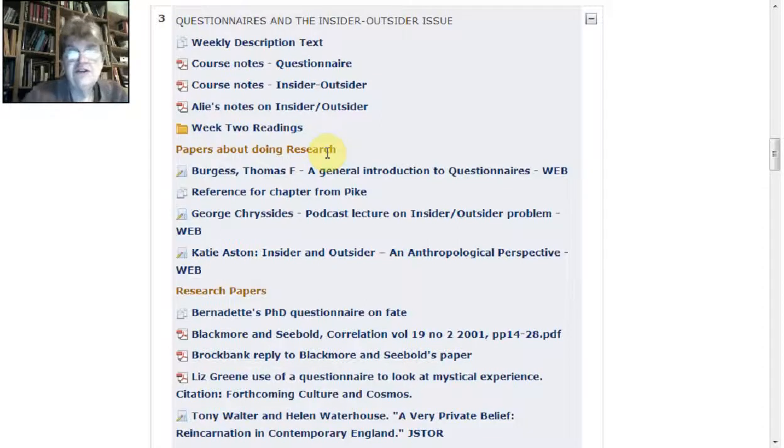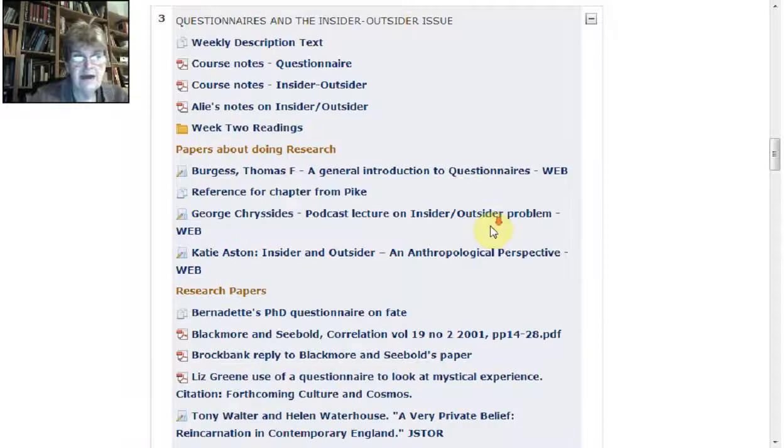There's Burgess, which is a website which he has put up, which is an excellent guide, just a little booklet almost, on the web on how to construct questionnaires. Really, really recommend that you read that and look at that thoroughly before you engage in your own questionnaire, if you're going to use that as one of your research tools. There's a podcast on Insider Outsider, so that's another nice thing to sit back and listen to that's on the web. And there's some anthropological perspectives on the web on Insider Outsider as additional material to your reading, so these are things you can explore.